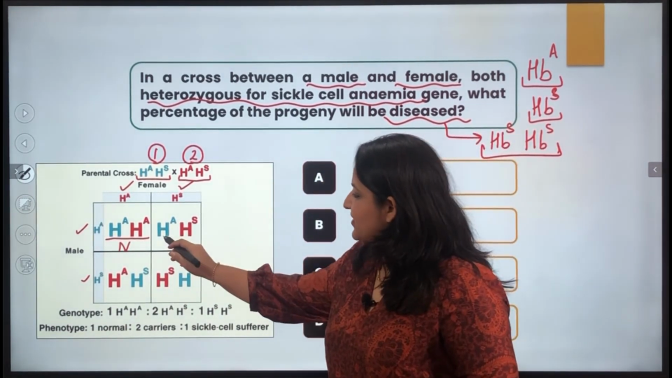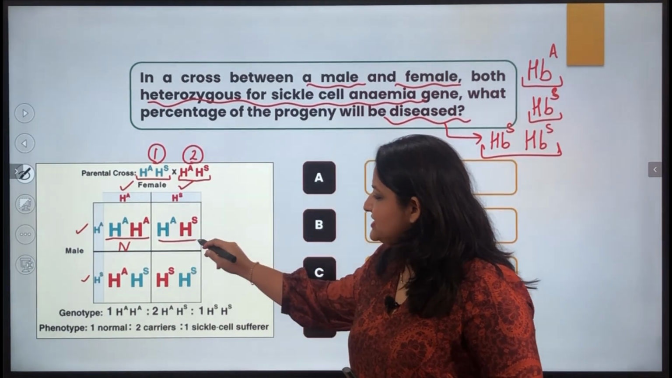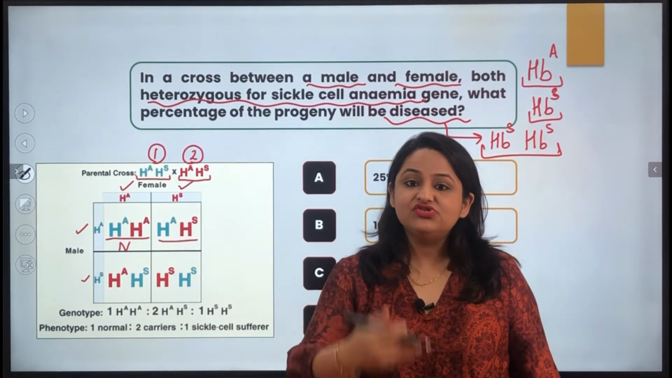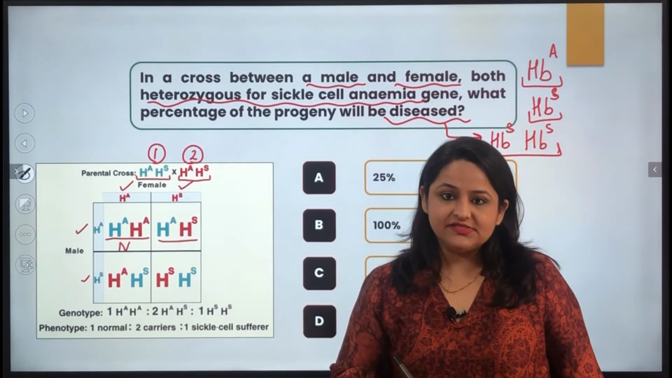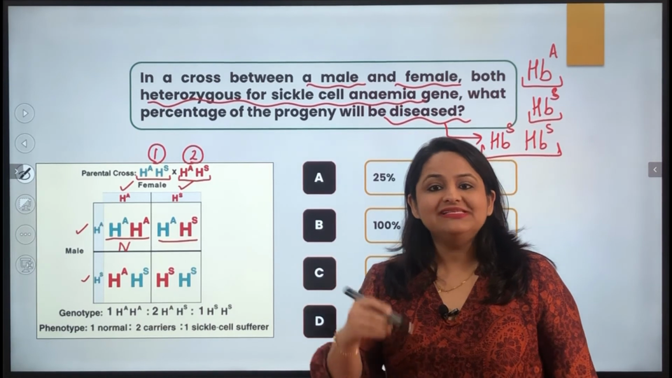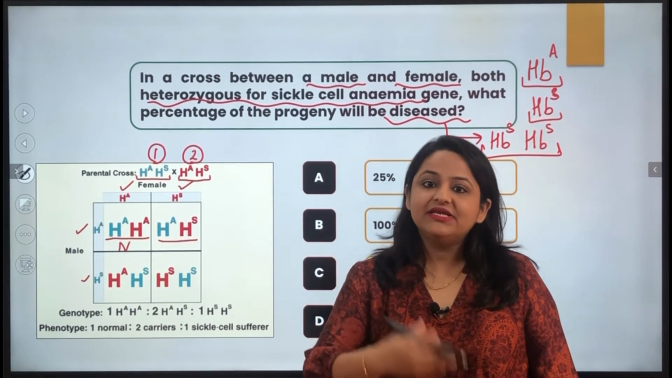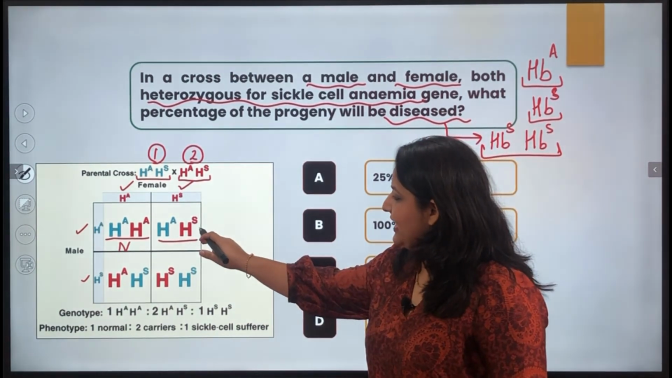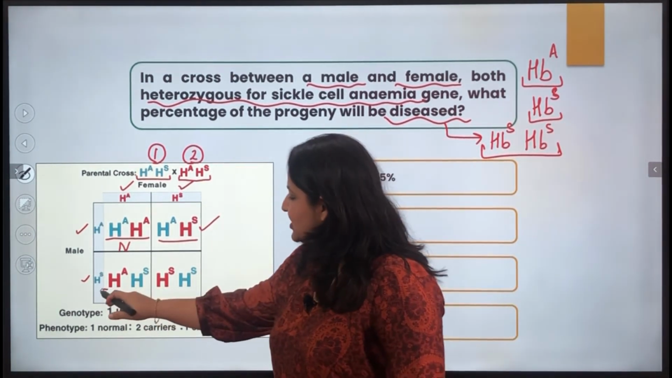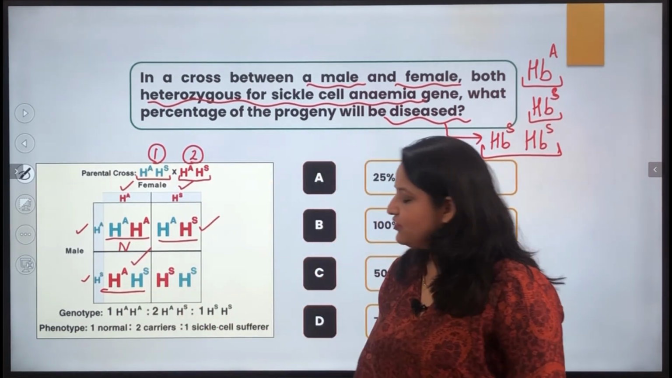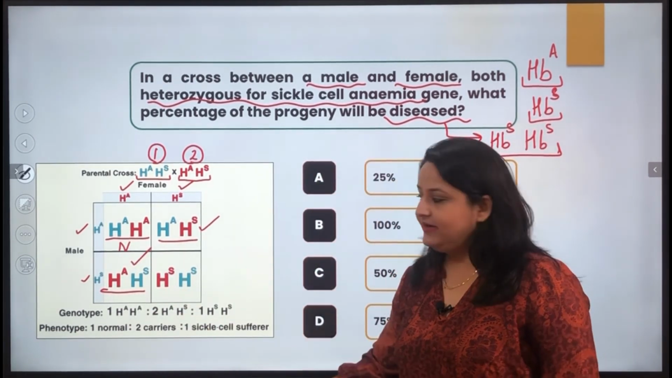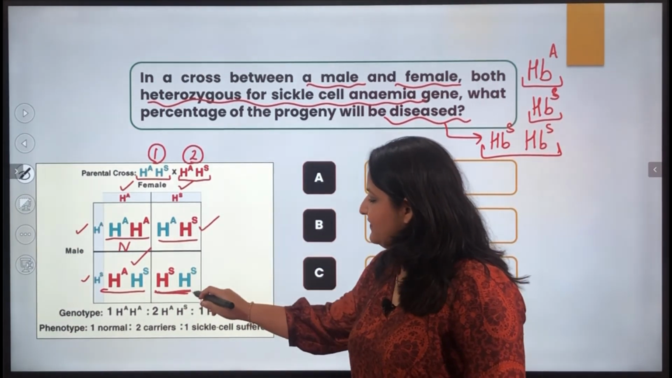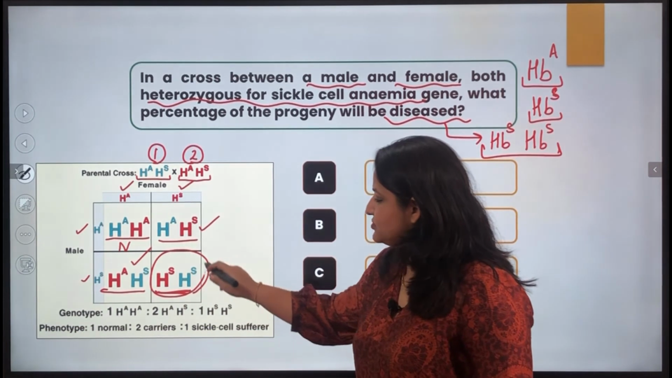That means this is going to be a normal offspring, not showing sickle cell anemia. Then the offspring having HbA and HbS is going to be heterozygous, but this type of heterozygous individual does not express the disease. However, we can call it a carrier. Why carrier? Because it can pass the allele to its next generation. So HbA HbS over here and HbA HbS over here as well, both of them are carriers. And we get only one option, that is HbS HbS. This is going to be the diseased progeny.